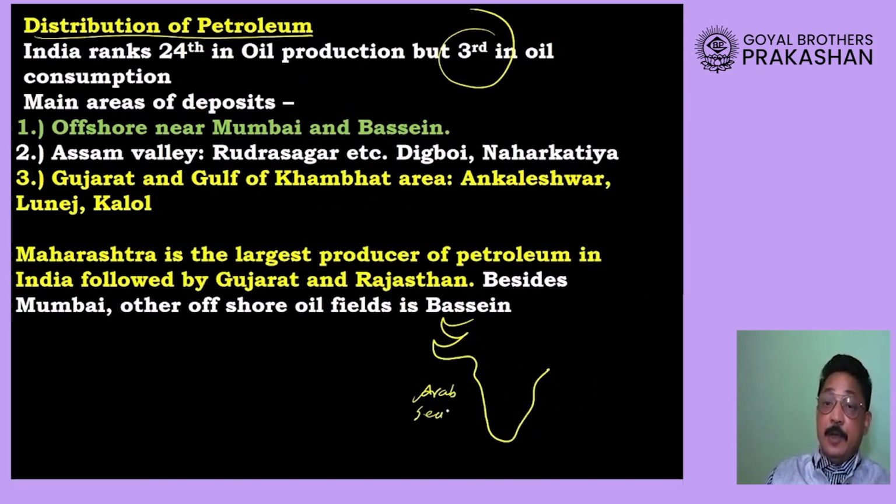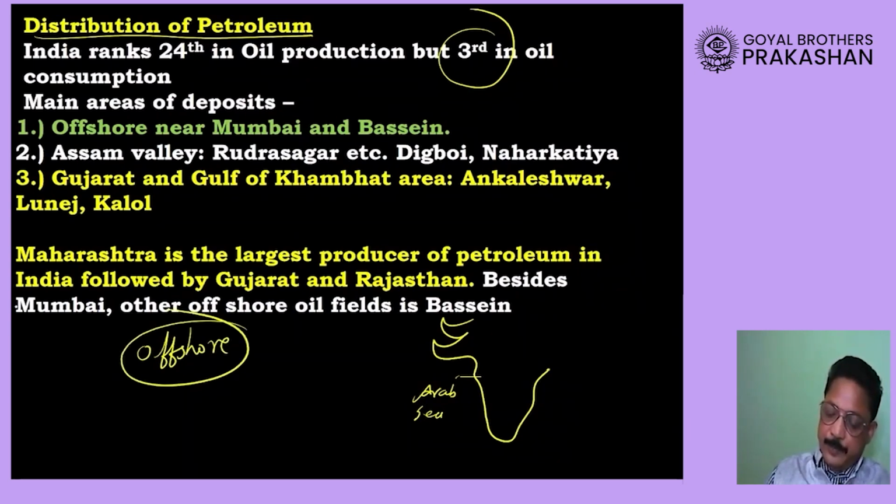If you find oil away from the seashore, we call it an offshore oil field, or if it is found on the land, that is the second category. Offshore means found in the seas, under the depth of the sea, I mean to say. Where are those main places, the main deposits?